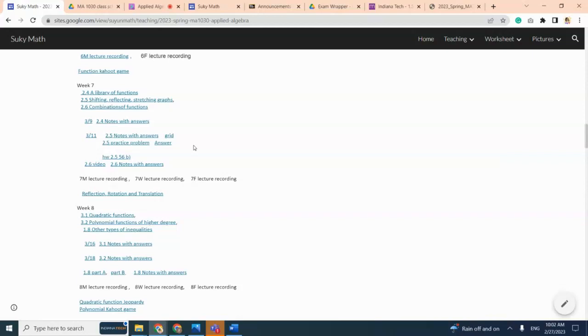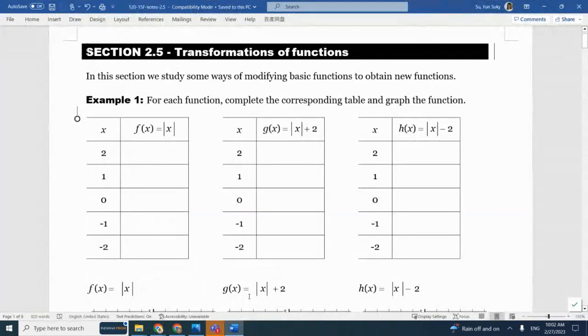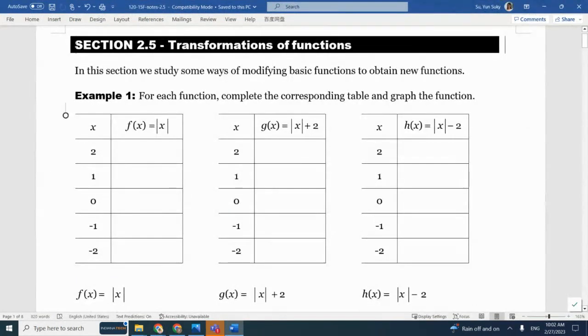And then I also give notes with answers. So make sure you understand every problem in class. Okay, everybody? You know our exam problems are similar to the in-class examples, right? So make sure you understand all the in-class examples. I will explain the checklist later after more students join us. Okay, so session 2.5, transformations of functions.